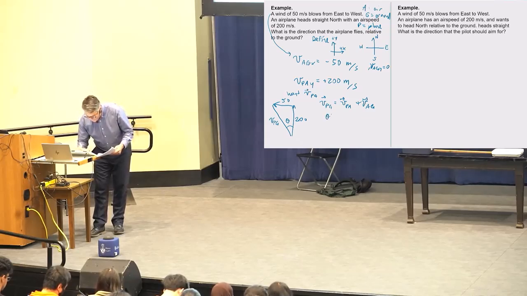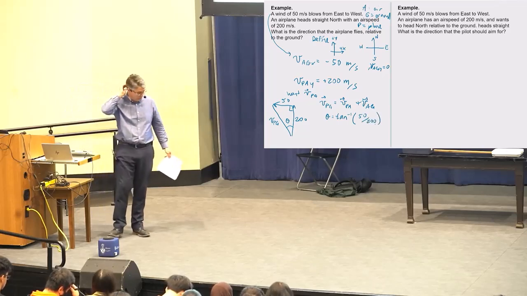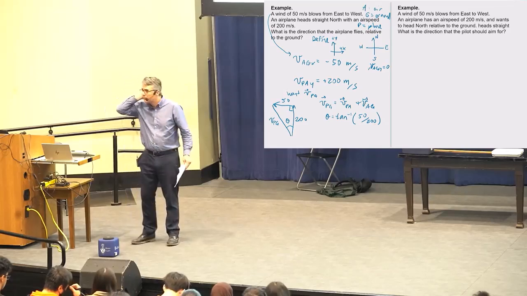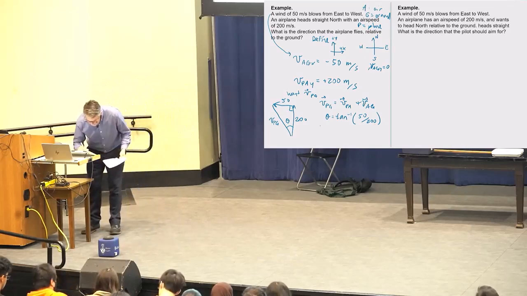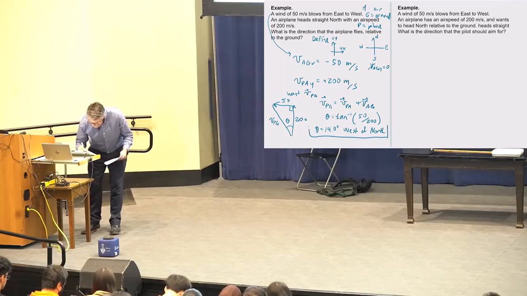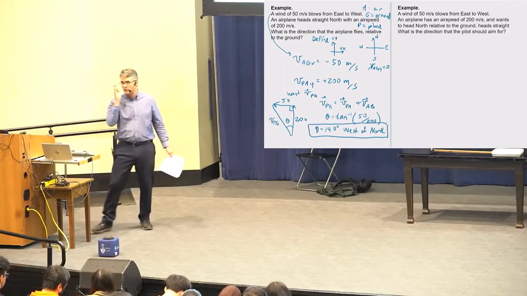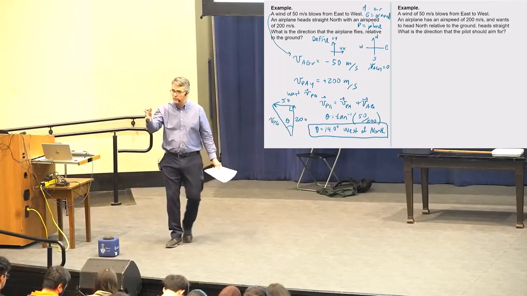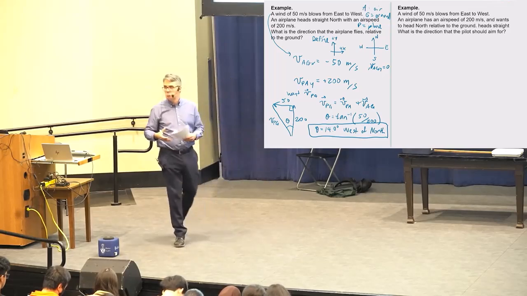So I would say theta is equal to tan to the minus 1. This is a right angle triangle, of 50 divided by 200. I'm using opposite over adjacent there for tan. So when I plug that into my calculator in degrees mode, I've got 14.0 degrees west of north is that angle. So the plane, even though it's pointed north, the wind is blowing it a little bit west.